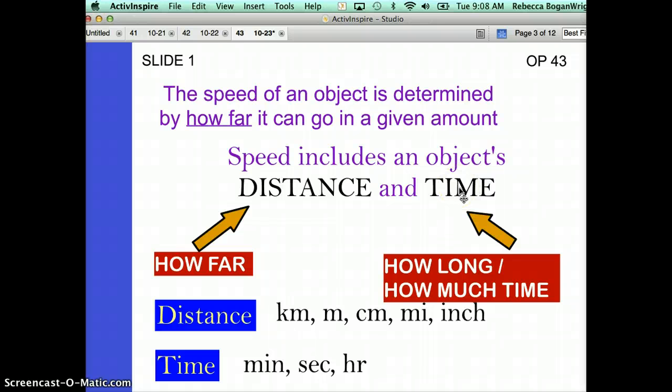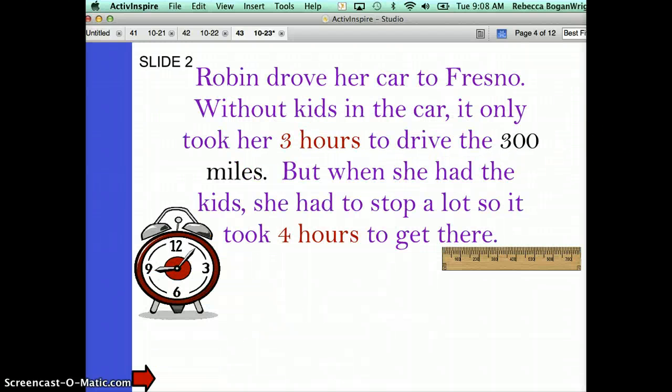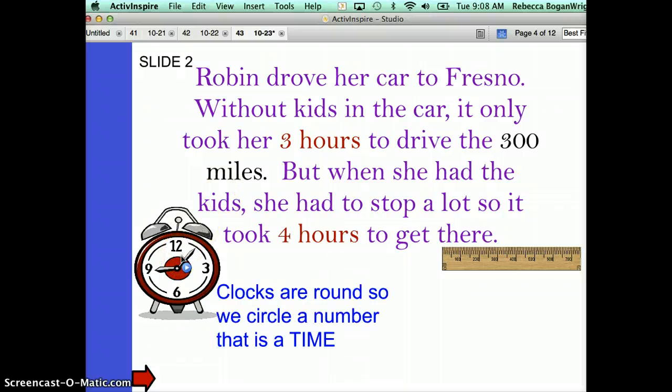Take a moment to answer the question for slide number 1, and then we'll move on to slide number 2. Here's your notes for slide number 2. When we're looking at a problem that has units of time and distance, we're going to make certain marks, and here's what I want you to take notes on. Whenever you see a number that has a time, we're going to circle it, and we're just going to remember that because clocks are round, so we circle a number that is a time.